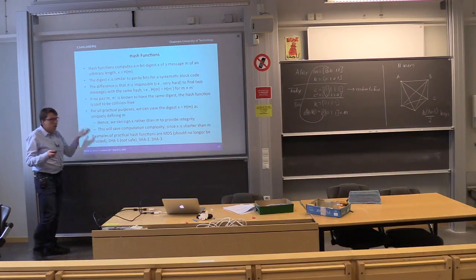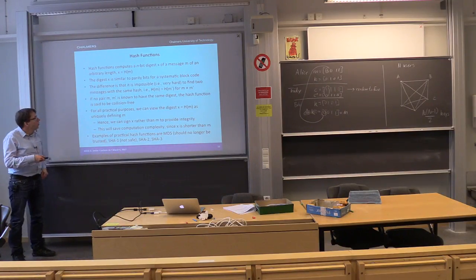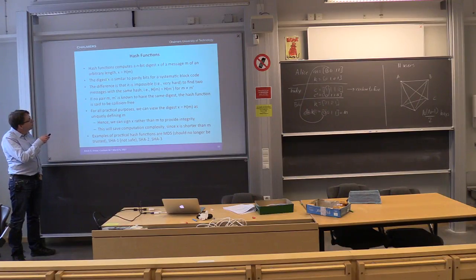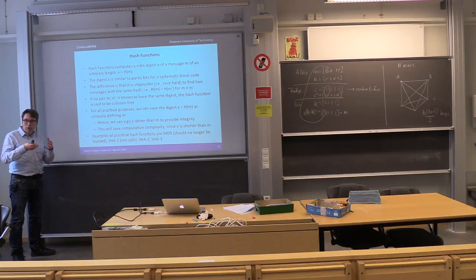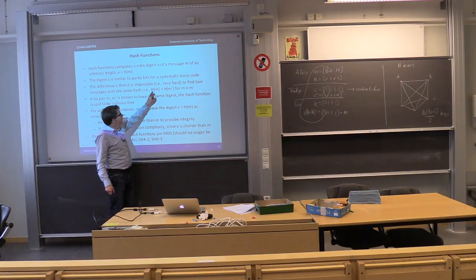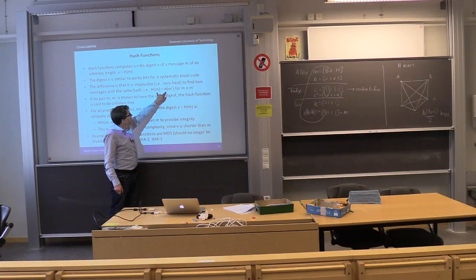So there is this type of function. The digest x is similar to what you would have, for instance, in a CRC or something like that. So it somehow summarizes this large block of data in fewer bits. But the difference is that it's impossible, i.e. very hard, to find two messages with the same hash. So for a good hash function, there's no known pair m and m prime that produces the same hash.